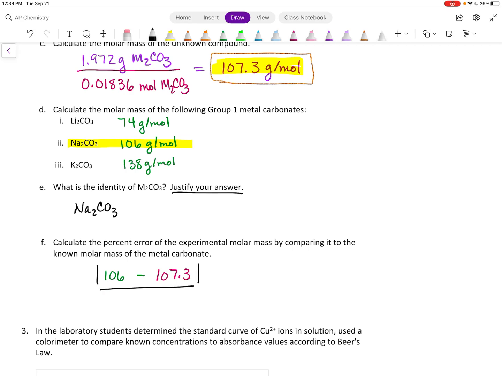And we're going to divide by the actual 106 and then multiply by 100. I put the straight lines there to show this absolute value technically, and so we should get around 1.3%.